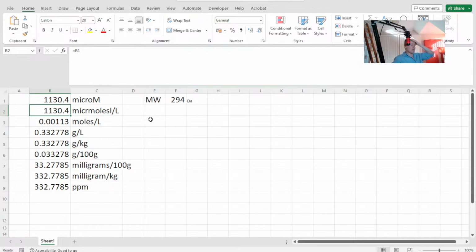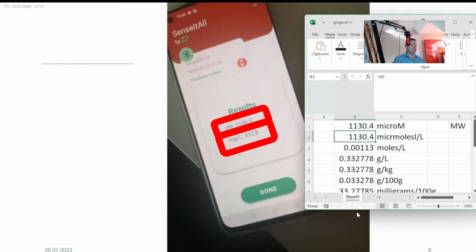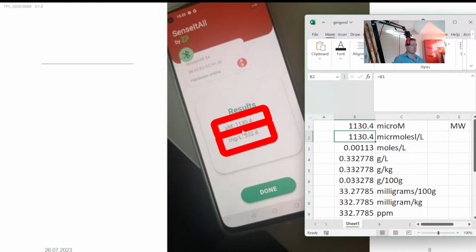The reason being is that, at least in our experience so far, a lot of people who are dealing with ginger products do seem to be using parts per million, and maybe we should even, if we get some feedback, make our own app say parts per million.